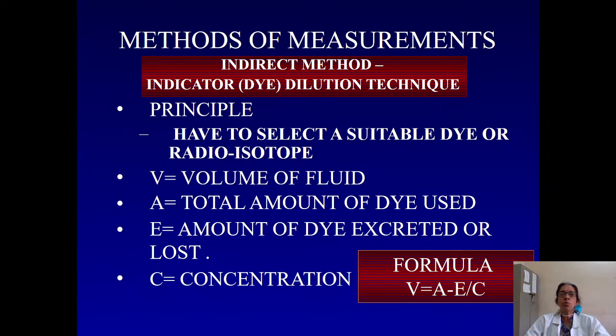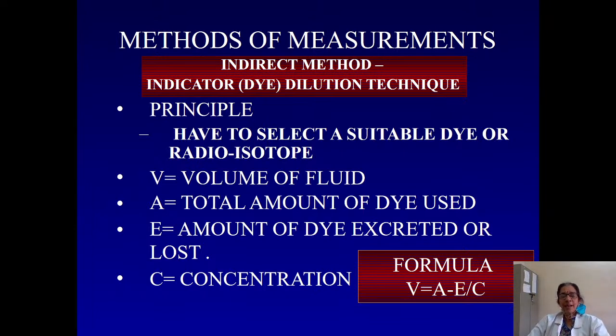What is the principle? We have to select a suitable dye or a radioisotope. Radioisotopes are much easier because it is easier to count them with suitable radiation detectors. They count it, and it will exactly show how much fluid is in each compartment. So compared to dyes, radioisotopes are preferred. We want to know the volume of the fluid, so we should know the amount of dye, supposing I am injecting a dye.